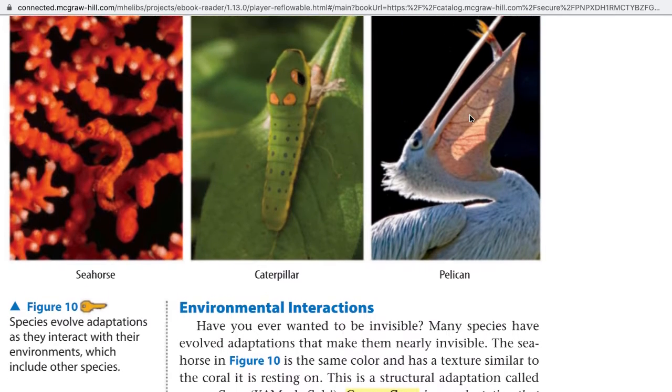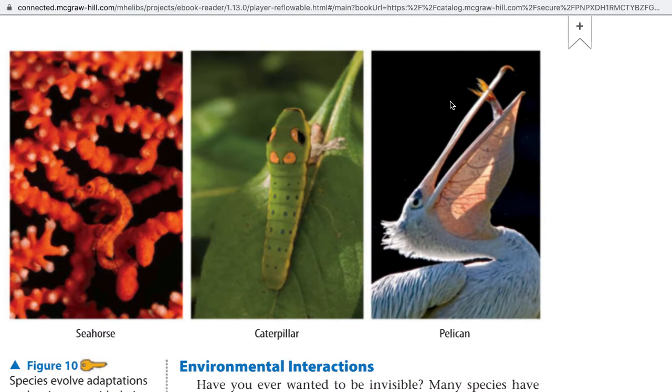So if you take a look at the second picture here, when you take a first glance at it, you might think it's a snake or a large lizard or something. Yeah, it's a caterpillar, it's harmless, but you see a snake and you might think, oh, I don't want to mess around with snakes. The pelican has that structural adaptation, so it can hold the fish and feed on it.